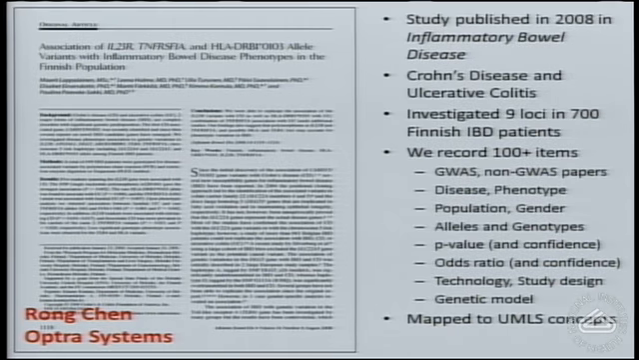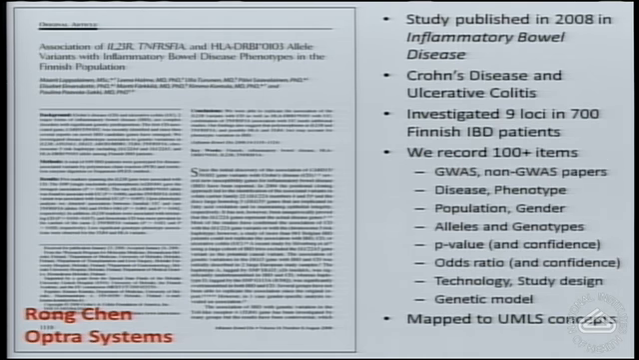Here's an example of a paper published in 2008, Journal Inflammatory Bowel Disease. Here's a great example of a post-GWAS paper. They look at Crohn's disease, ulcerative colitis, 9 loci, 700 finished patients. From this paper and others, we record more than 100 different features. Was it a GWAS, non-GWAS, what's the exact disease, like diabetes, phenotype, like fasting blood sugar, the population, the gender. We were talking about ethnicity.